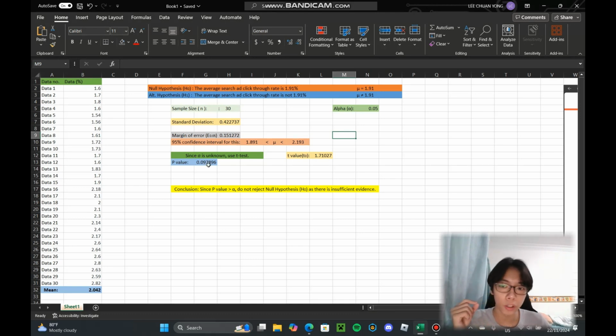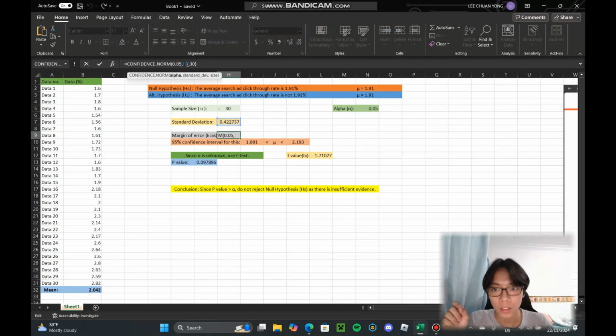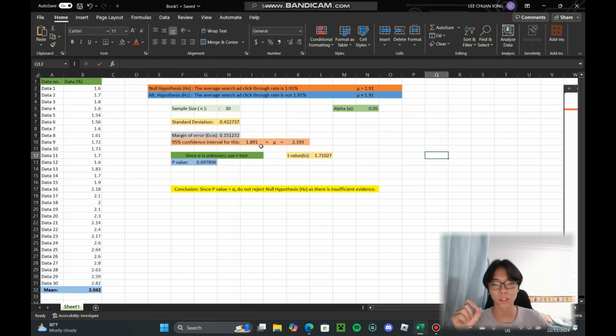Okay, so from here we'll be going on to our p-value. So our p-value formula is given by 2 times T.DIST.RT of L12, which is our t-value, comma 29, which is our sample size minus 1. Then we'll be going on to our margin of error. So the formula for our margin of error is given here too, which is equal to CONFIDENCE.NORM of our alpha value, and our standard deviation value, then our sample size value, which in this case gives us a 0.151 margin of error.